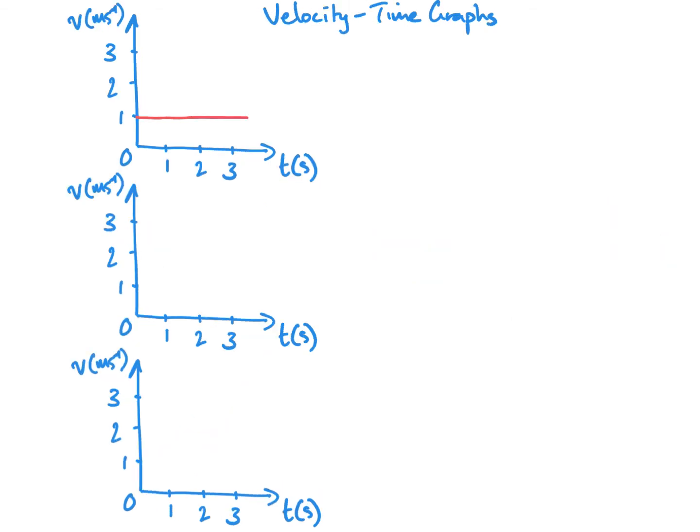So I've pre-drawn some of these axes to save a bit of time. And the first one here, I've drawn the graph in, and what we've got is a flat line on a velocity time graph. And what we see then is at the first second the velocity is 1, second it's 1, third second it's 1. So on a velocity time graph, this is the shape that we get for constant velocity.